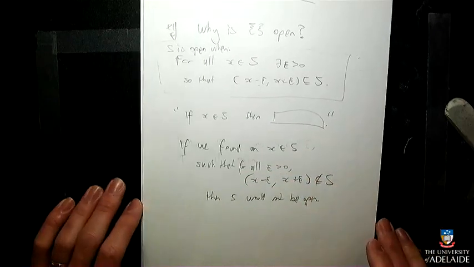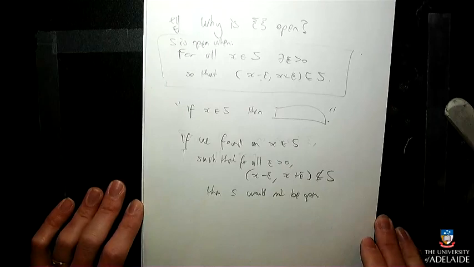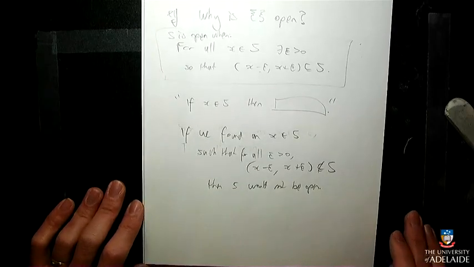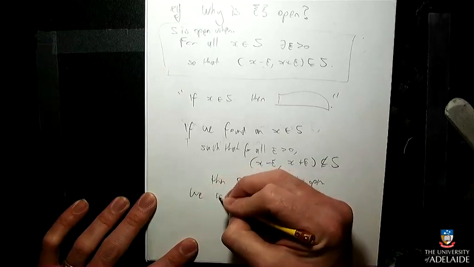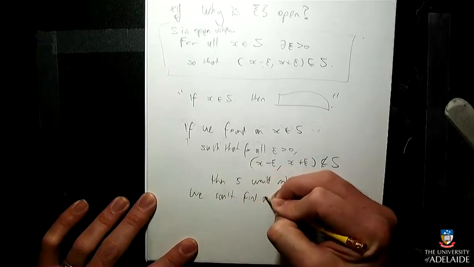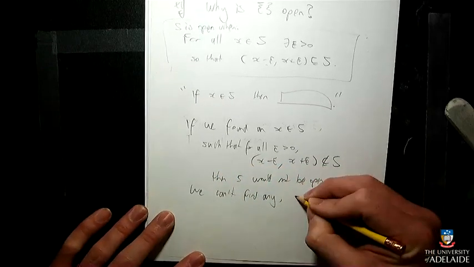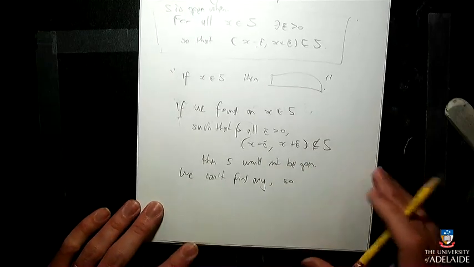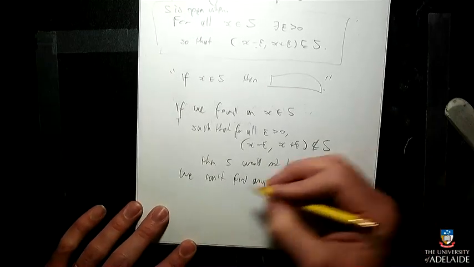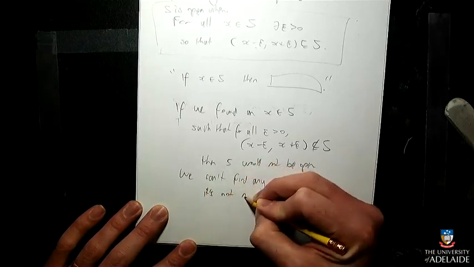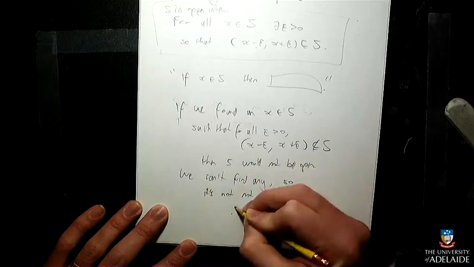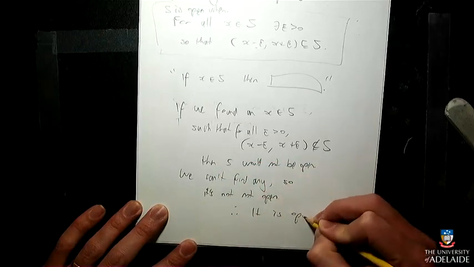And since we can't find any of those x's, because we can't find any x's at all, it's not open. Therefore, it is open. What's more interesting is that it's also closed. We can't find any, so it's not open, and therefore it is open.